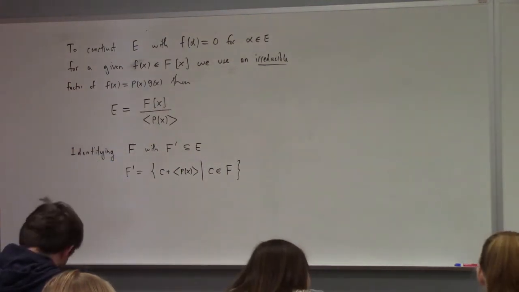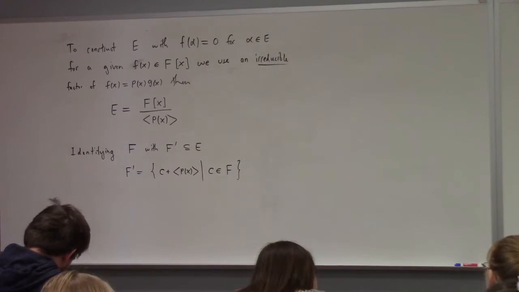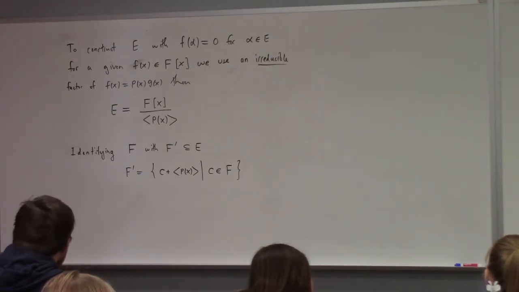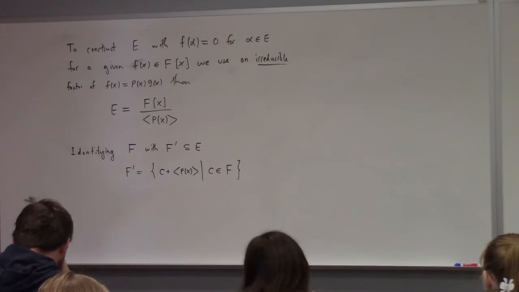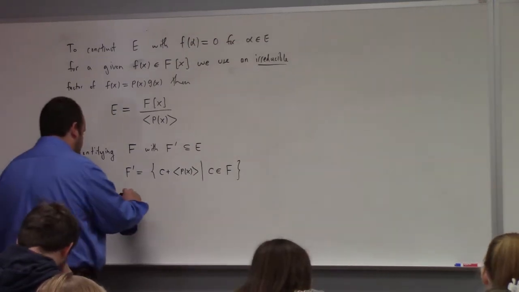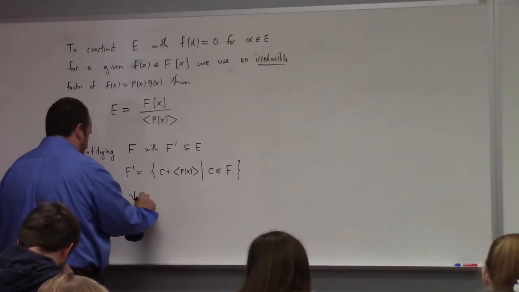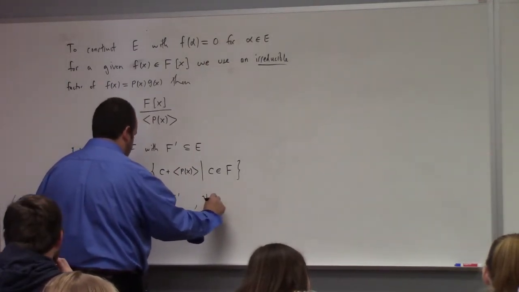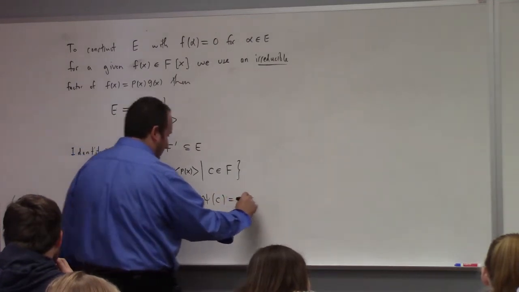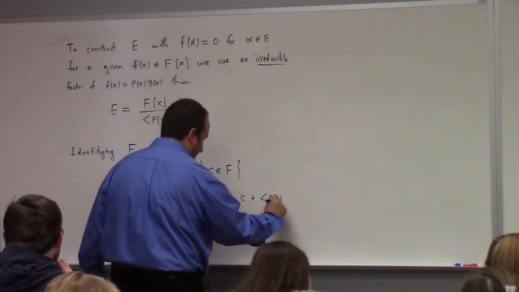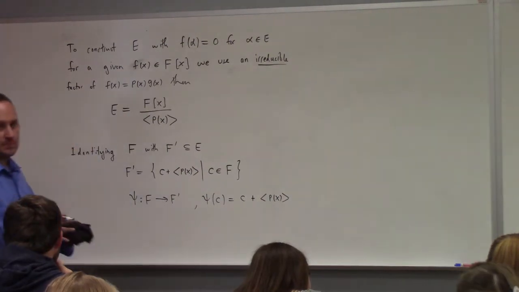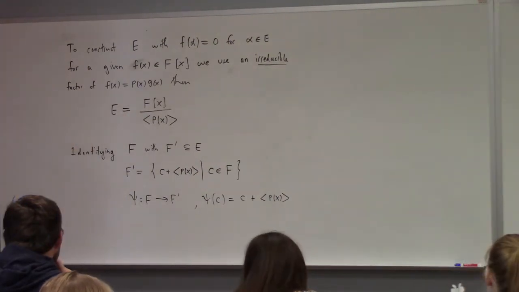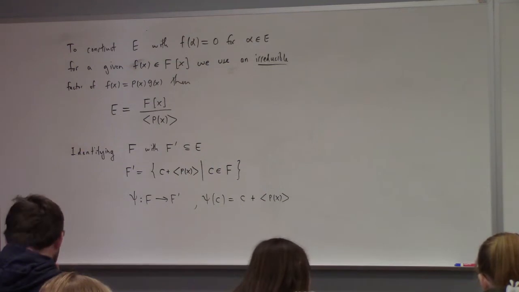Technically speaking, F prime is not equal to F, but there's a clear one-to-one correspondence between these two things. The isomorphism psi from F to F prime is just given by psi of C equals C plus p of x. And you can prove that that is in fact an isomorphism.